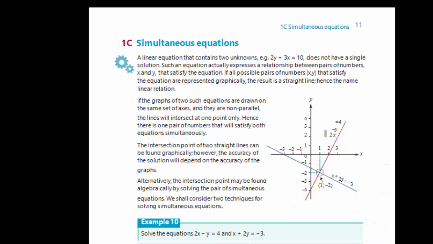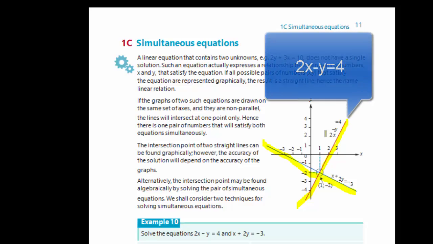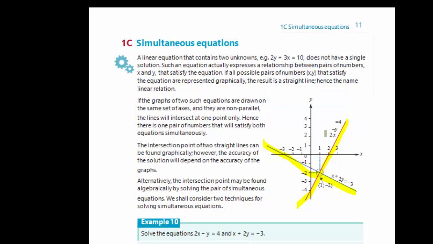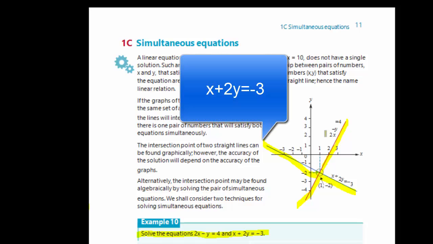Okay, so if you look here, this is one line and that's another line, and this is where they meet here. Now these two lines have the equations that we see here. One is 2x minus y equals 4, and the other one is x plus 2y equals minus 3.